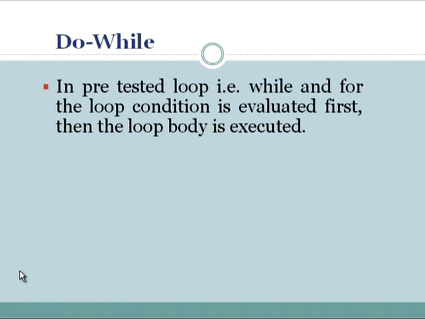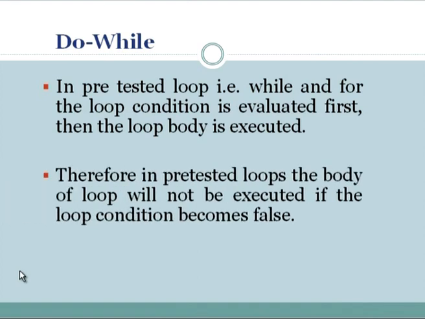In pre-tested loops that we studied earlier, the while loop and for loop, the loop condition is evaluated first and then the loop body is executed. That is why those loops are called pre-tested loops. Therefore, in a pre-tested loop, the body of the loop will not be executed if the loop condition is false for the first time.